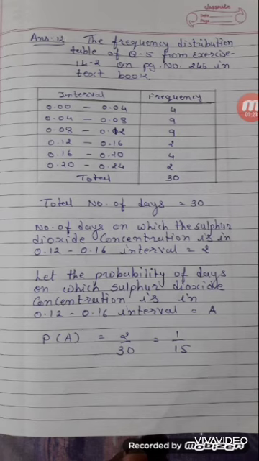The number of days on which the sulfur dioxide concentration is in the 0.12 to 0.16 interval is equal to 2. This we can see from the table. Let the probability of days on which sulfur dioxide concentration is in the 0.12 to 0.16 interval be A. So we can write P(A) is equal to 2 upon 30 is equal to 1 upon 15.